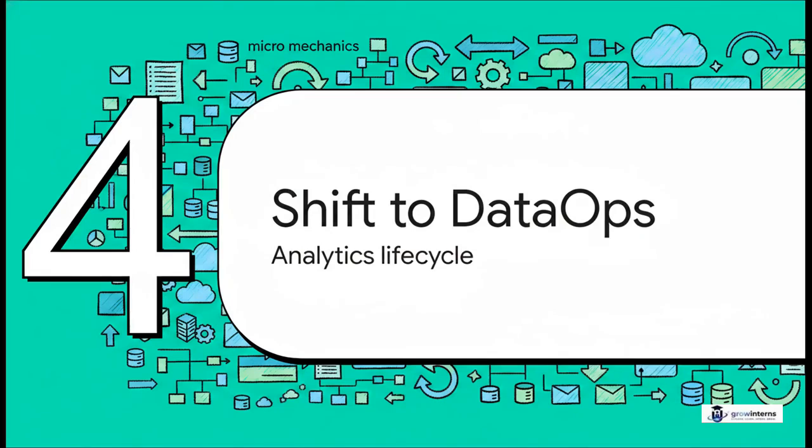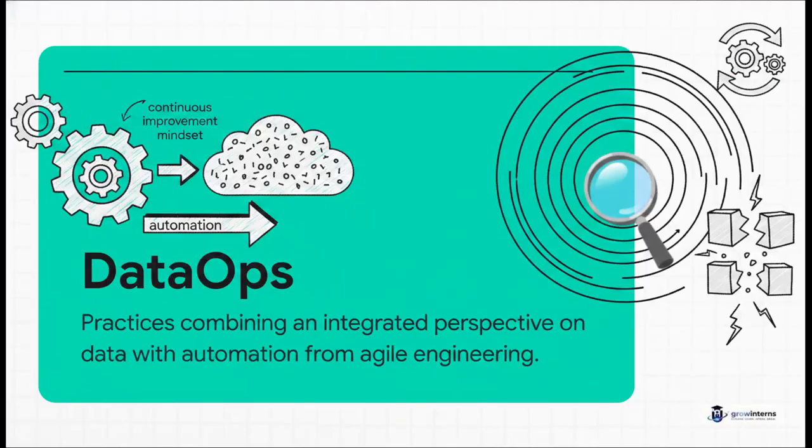We've talked about the micro-mechanics of schemas, so let's zoom out to the macro philosophy of managing your entire analytics lifecycle. What exactly is DataOps? It's taking that silo-breaking, continuous improvement mindset of DevOps and applying it to the massive, totally chaotic volumes of data flowing through your organization. It's an agile methodology combining an integrated, process-oriented perspective on data with heavy automation. The whole goal? Improve the quality, speed, and collaboration of your analytics.